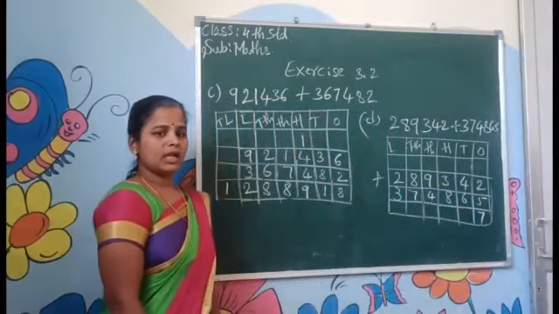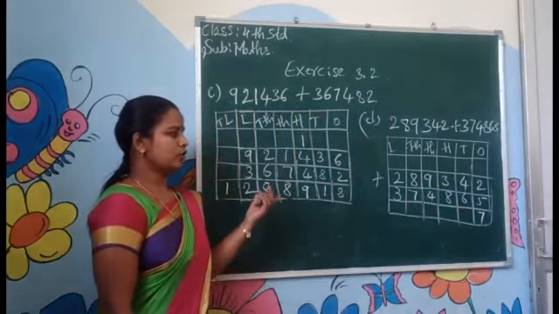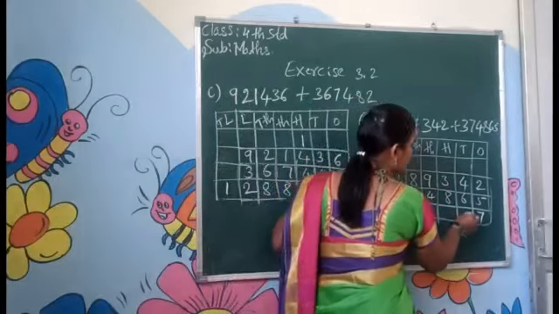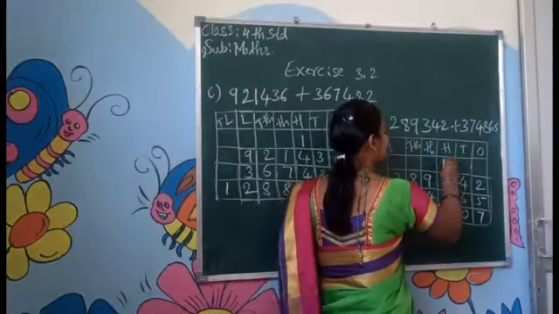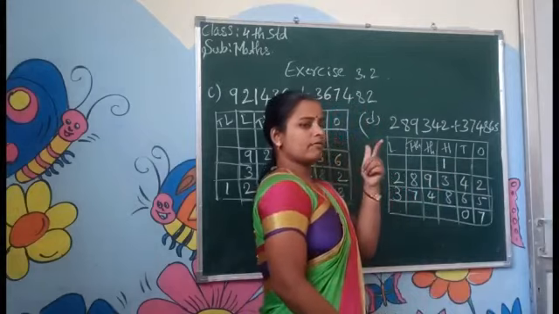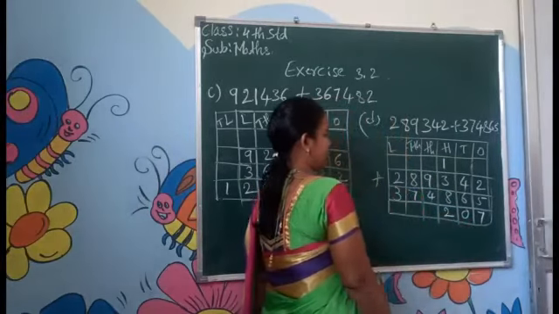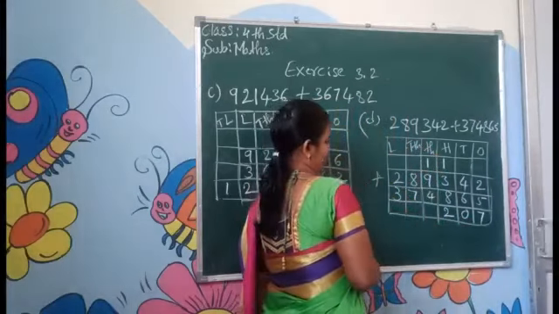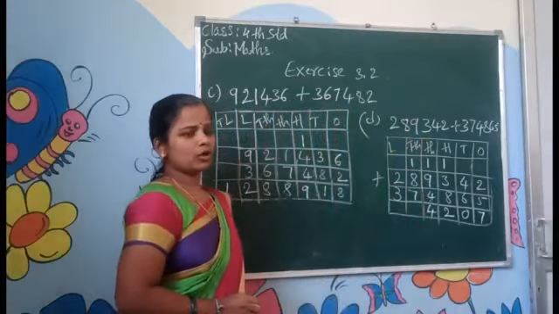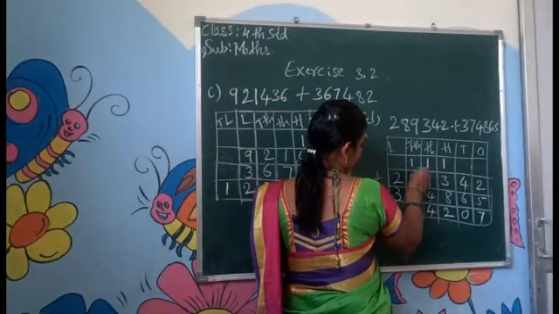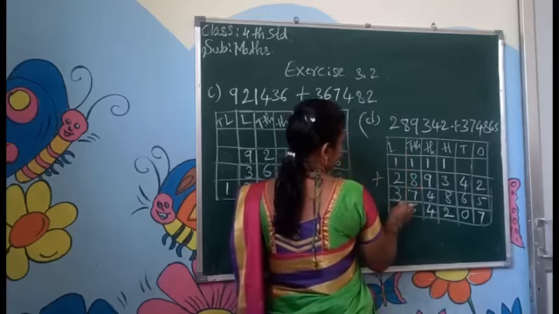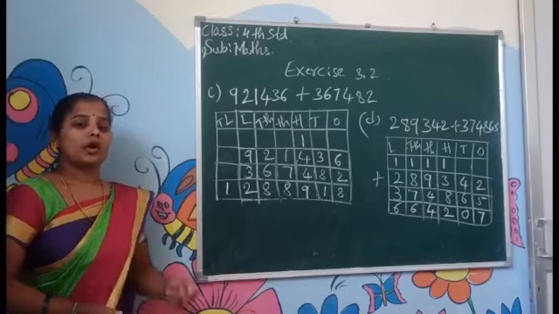5, 6 and 7. Okay. In the ones place, get the sum of 5 and 2, that is 7. Next, 6 plus 4, 10. So you have to put 0 in the tens place and 1 in the hundreds place. 8, 9, 10, 11, 12. So 2 in the hundreds place and 1 in the thousands place. 9, 10 and 14. 4 in the thousands place and 1 in the 10,000 place. Okay. 8, 9, 10 and 16. Okay. 3, 5, 6. Yes. You have to cross check that.